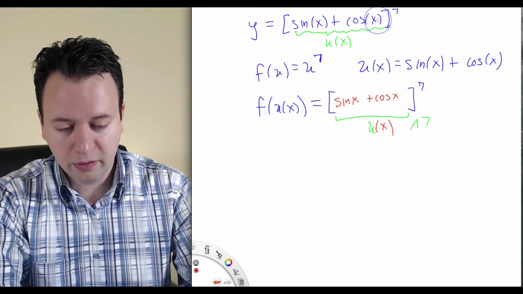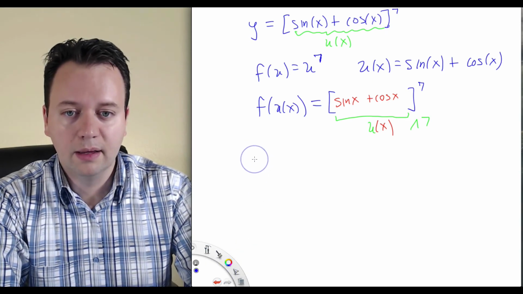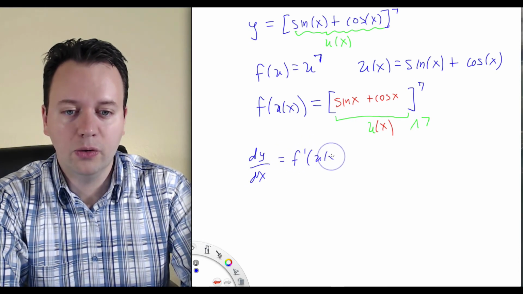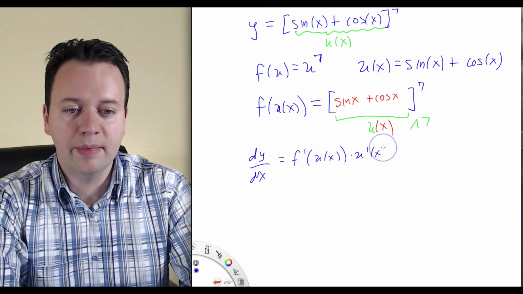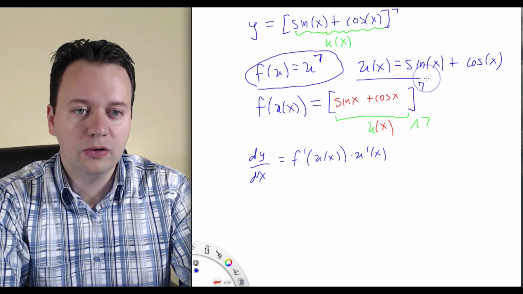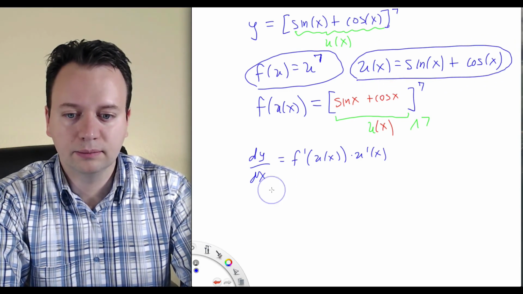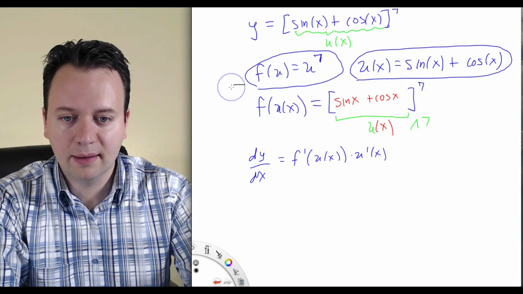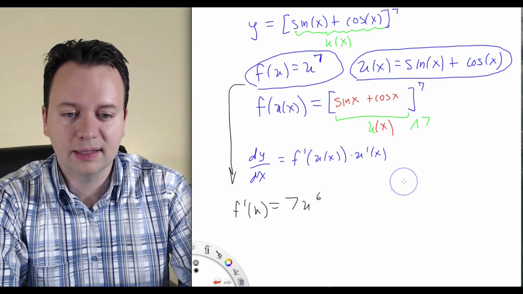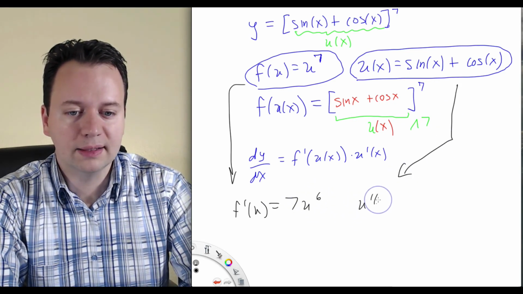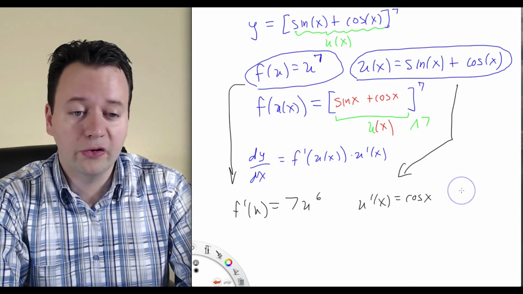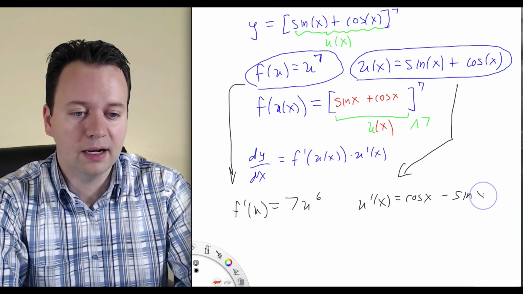Now to compute the derivative, the chain rule says that dy dx is equal to f prime evaluated at u of x, and then times u prime of x. Well, f of u was u to the 7, and u of x was sine of x plus cosine of x. So based on that, f prime of u is just going to be 7u to the 6th. And u prime of x, well, derivative of sine is cosine, and the derivative of cosine is minus sine. So it's cosine of x minus sine of x.